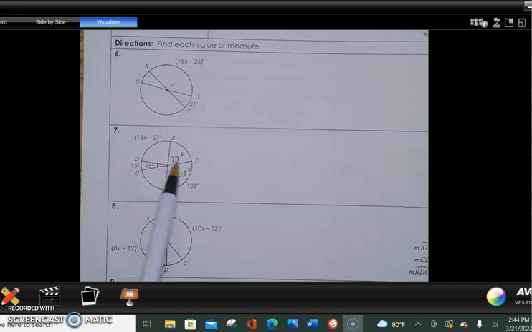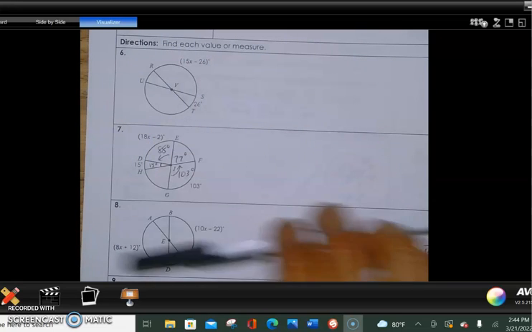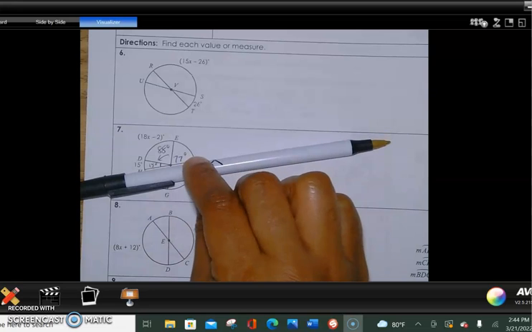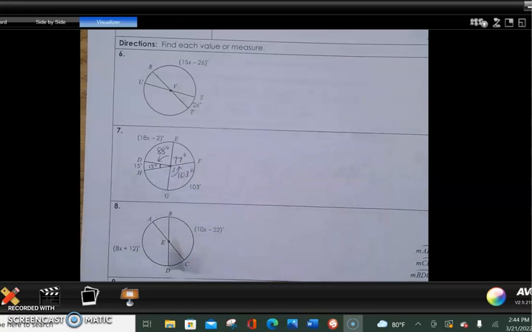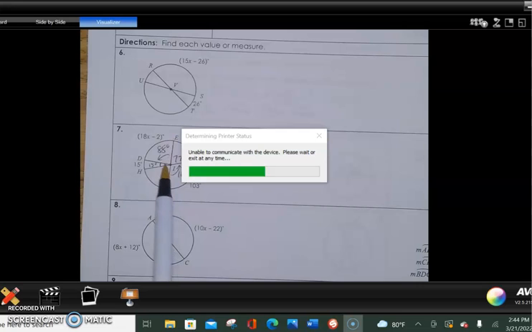And so this piece right here, I can tell you is 88 degrees. Because again, I just said that this is a semicircle right here, so all three of those angles sum to 180. And then here's my other semicircle right here. So I'm going to do 180 minus 88 minus 15.